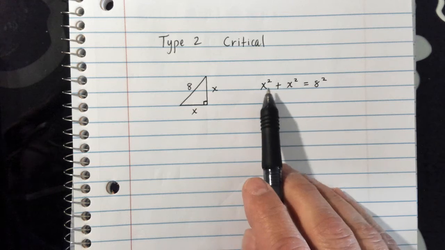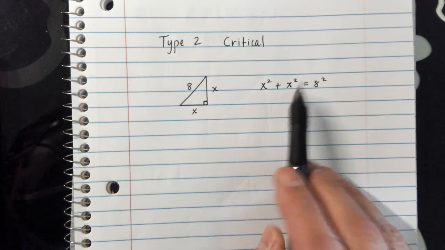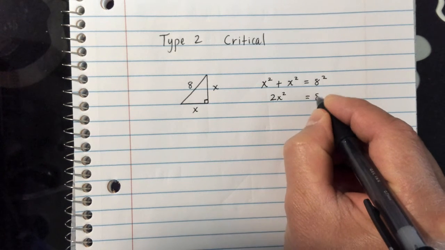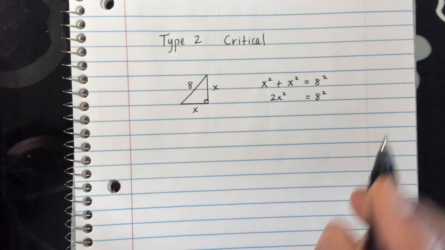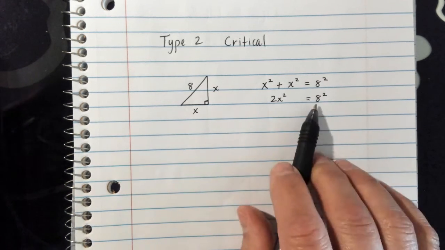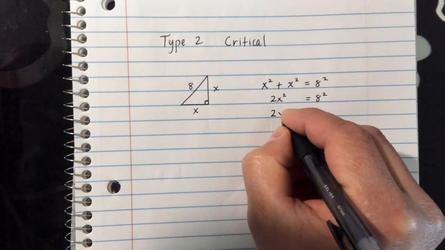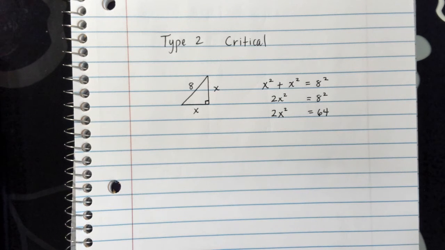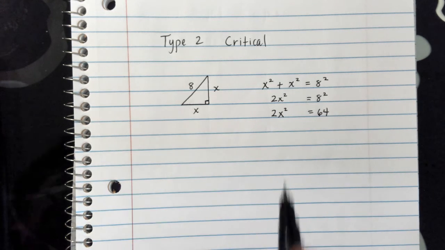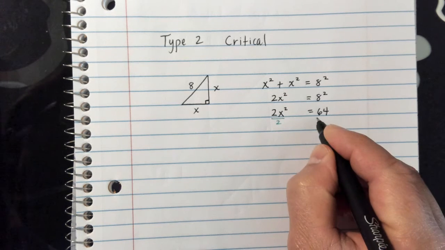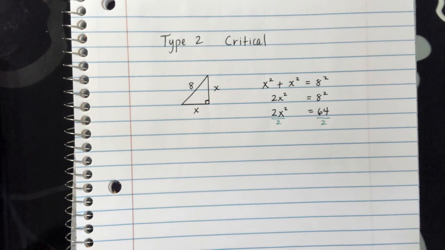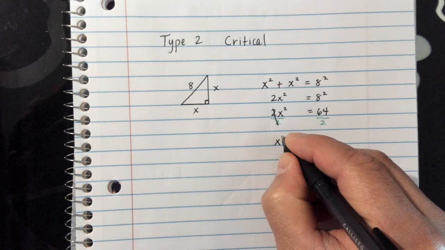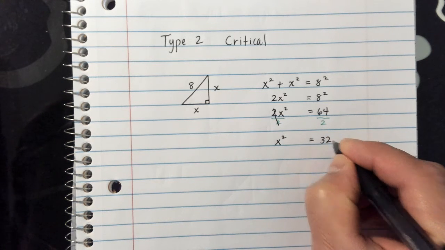And then combine like terms. 1x squared plus another x squared is equal to 2 of them. And voila. I don't know why I didn't just write 64 to begin with right there. I should have, but that's okay. It just adds an extra step. Now I'm going to solve for x, because that's what you do with equations. Divide by 2. Divide by 2. Yes, you have to do it in that order. These cancel. X squared equals 32.